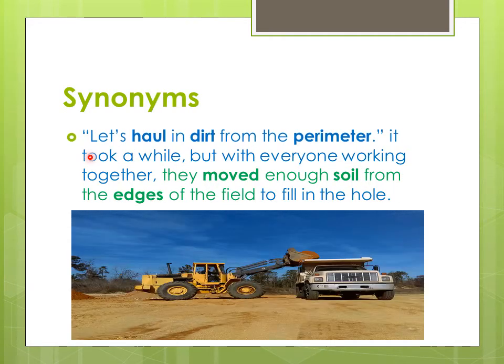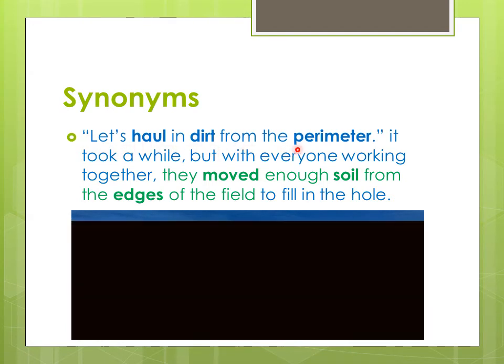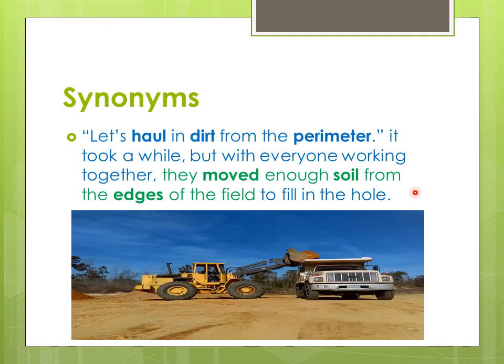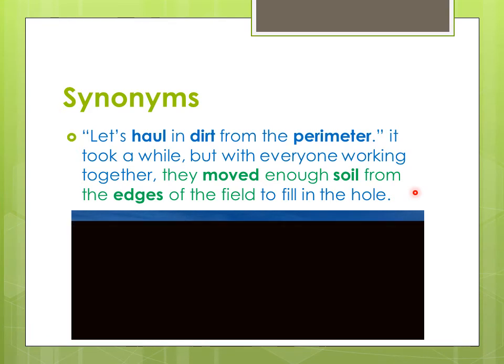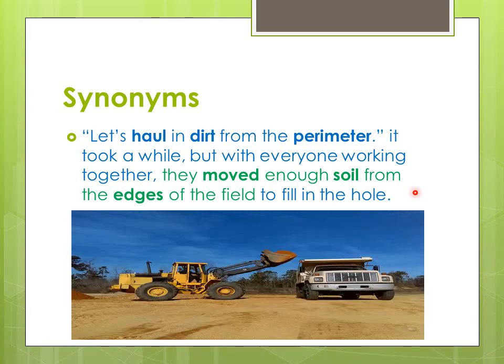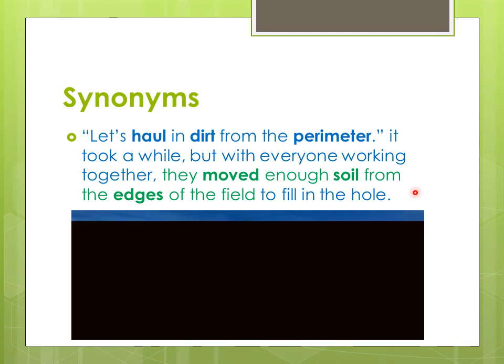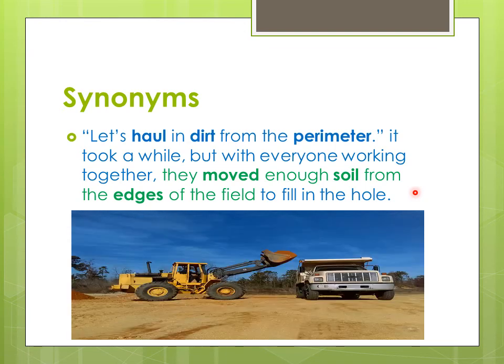The synonyms. Let's haul in dirt from the perimeter. It took a while, but with everyone working together, they moved enough soil from the edges of the field to fill in the hole. The context clues in green almost restate what the direct quotation says. A clever reader would guess that moved is a synonym to haul, soil is a synonym to dirt, and edges is a synonym to perimeter. Words like "or" and "may" signal synonym clues.